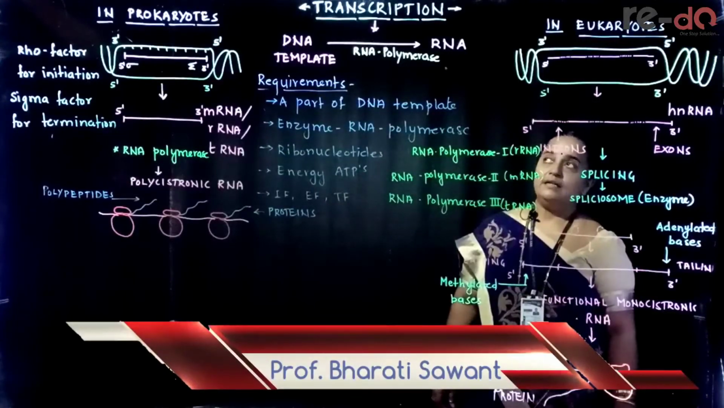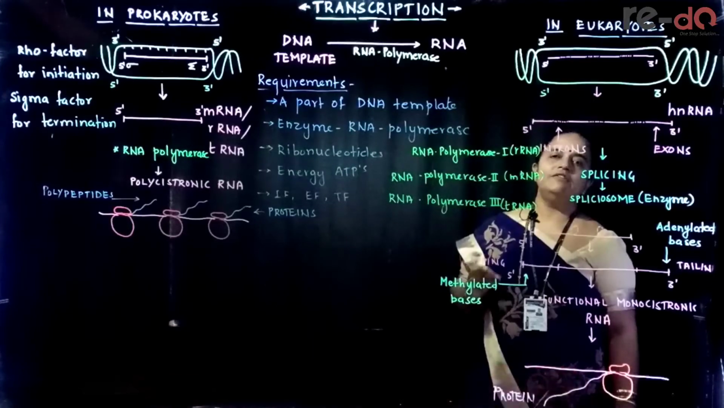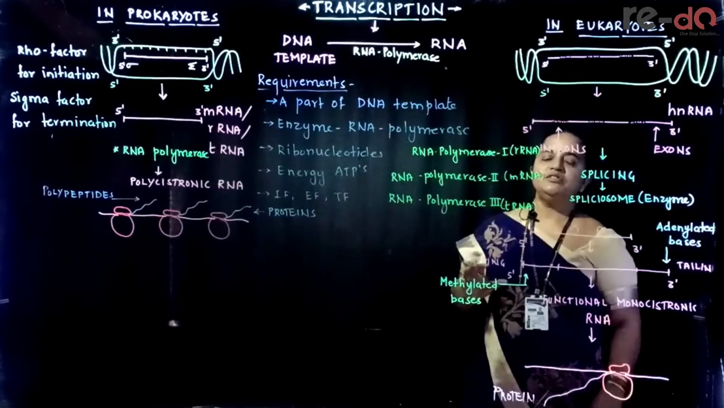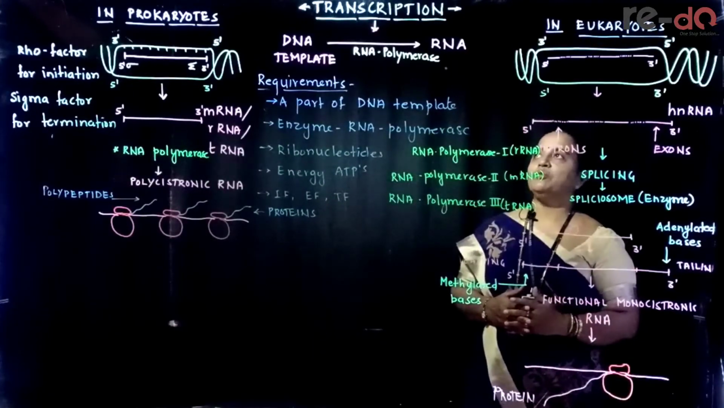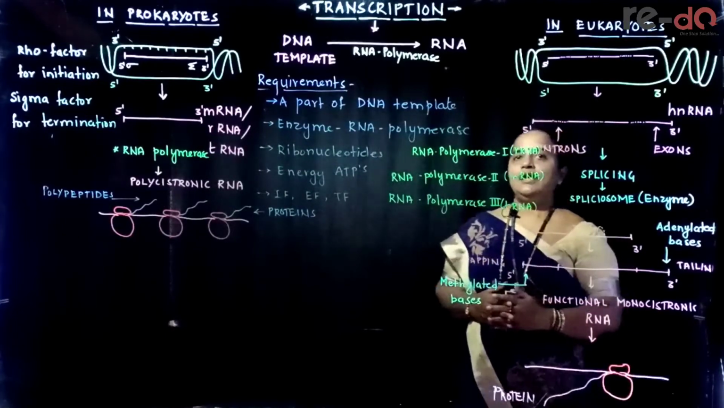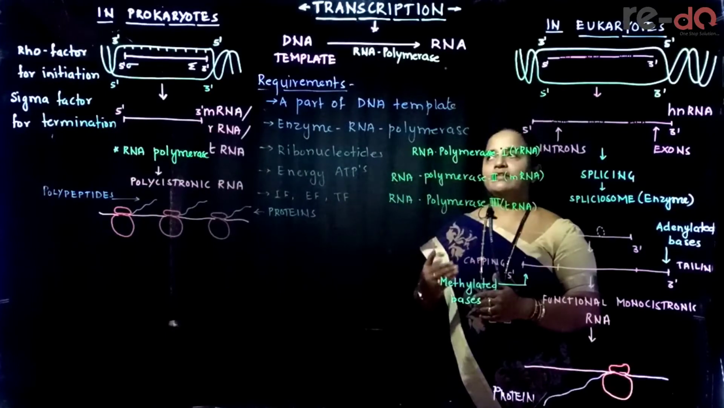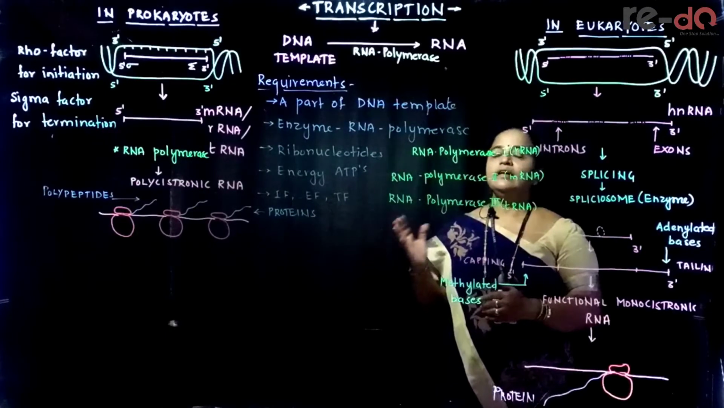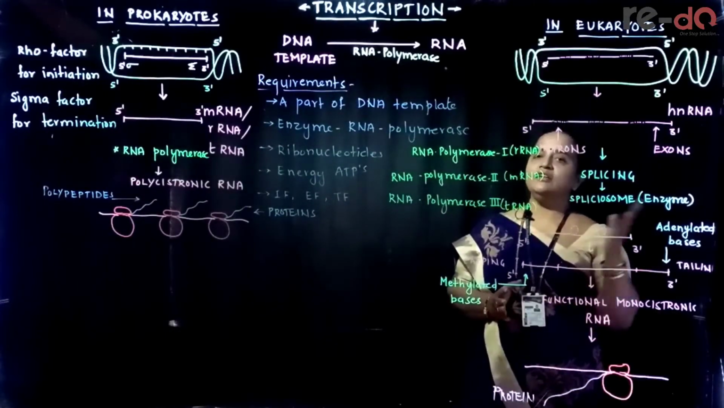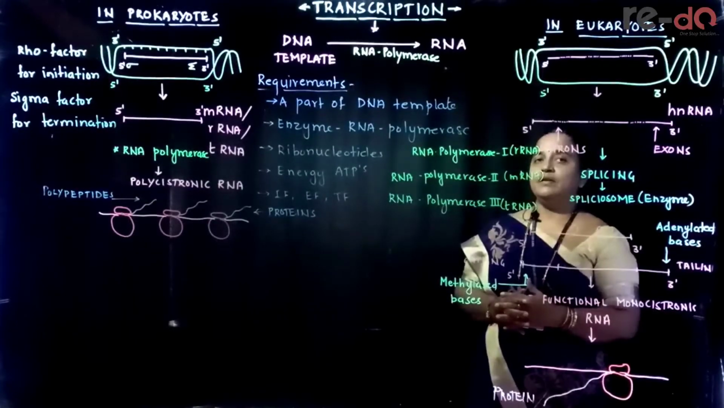Hello students, this session is very important. I am just giving the flow chart of the process of transcription in a comparative manner, that is, the requirement of transcription in prokaryotic cell and requirement of transcription in eukaryotic cell.